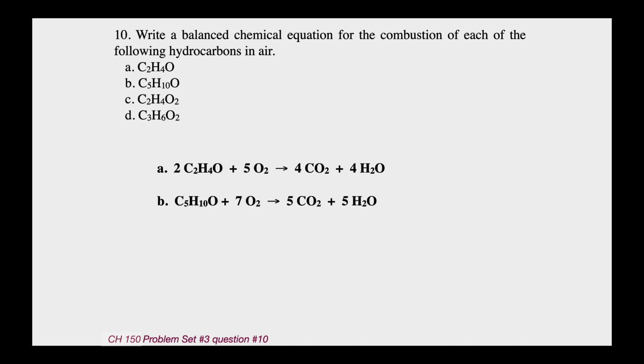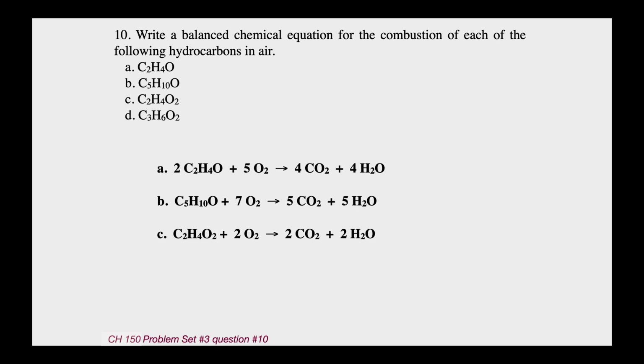The next one is not as bad, though. C5 means 5 CO2, H10 means 5 waters, and there's already 1 oxygen in the reactant molecule. On the product side, you have 5 times 2, 10, plus 5 oxygens, 15 oxygens, but you've got 1, like I said, in the organic piece, so that means you need 14 oxygens from the O2. No problem. 7 O2 will knock that one out.